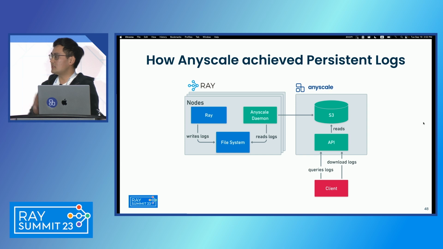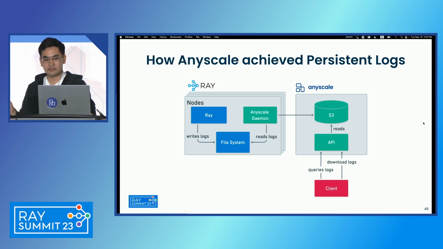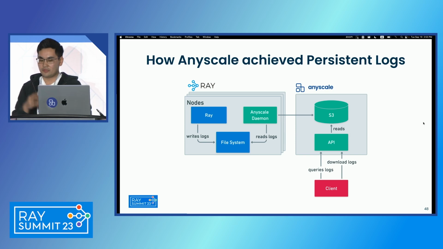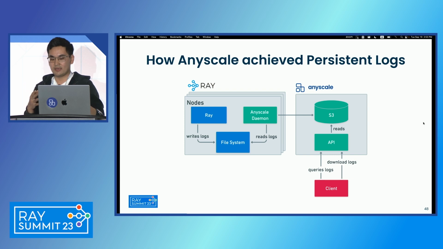And let's jump into detail of how the Anyscale platform achieved this. On the left side, you can see the blue box represents the Ray cluster. The green box on the right represents the Anyscale platform. And the red box at the bottom represents our external users. So the Ray cluster will write the logs into the file system. The Anyscale daemon process, which belongs to the Anyscale platform, will read the logs and push them to S3. So external users can use the SDK or API to query and download the logs by directly reading from S3.